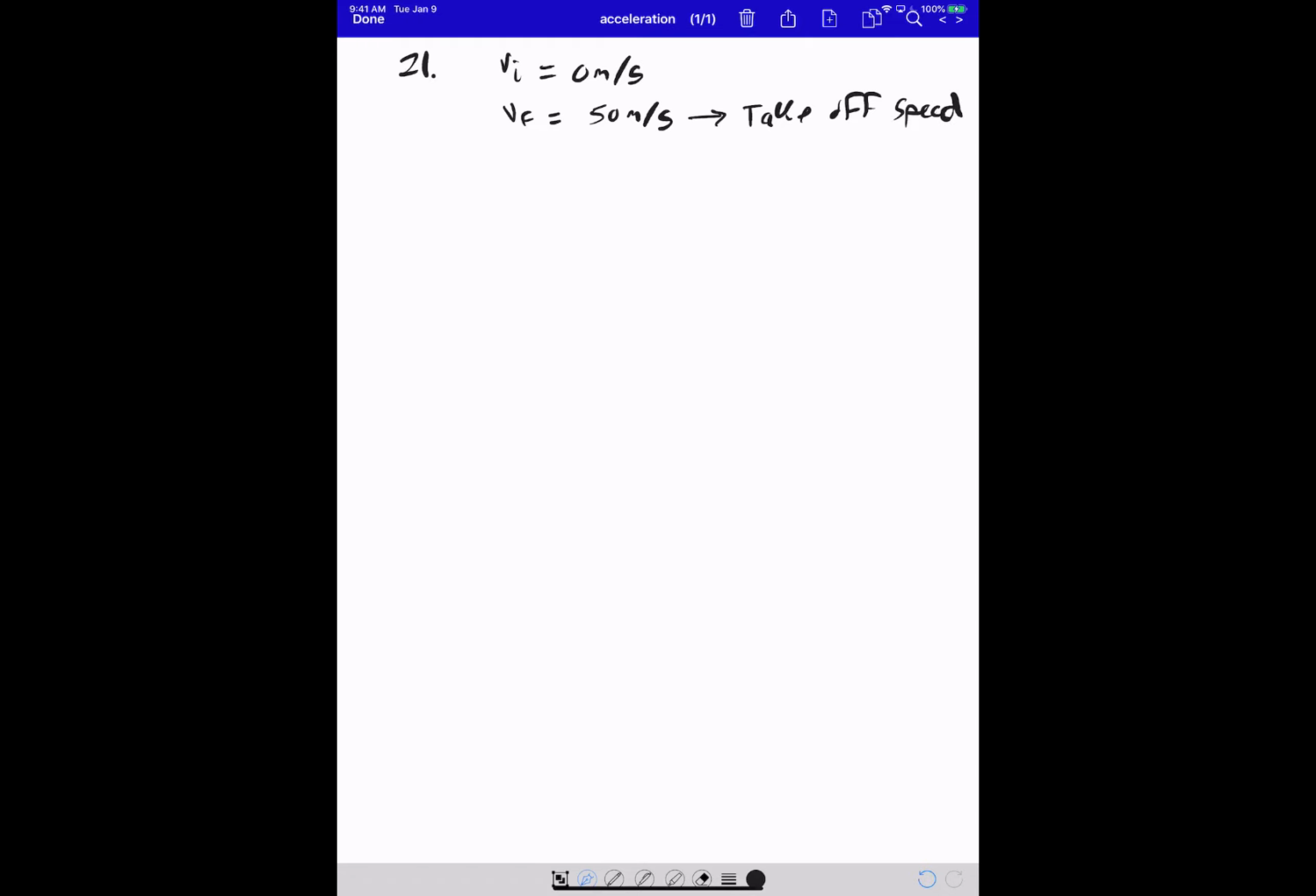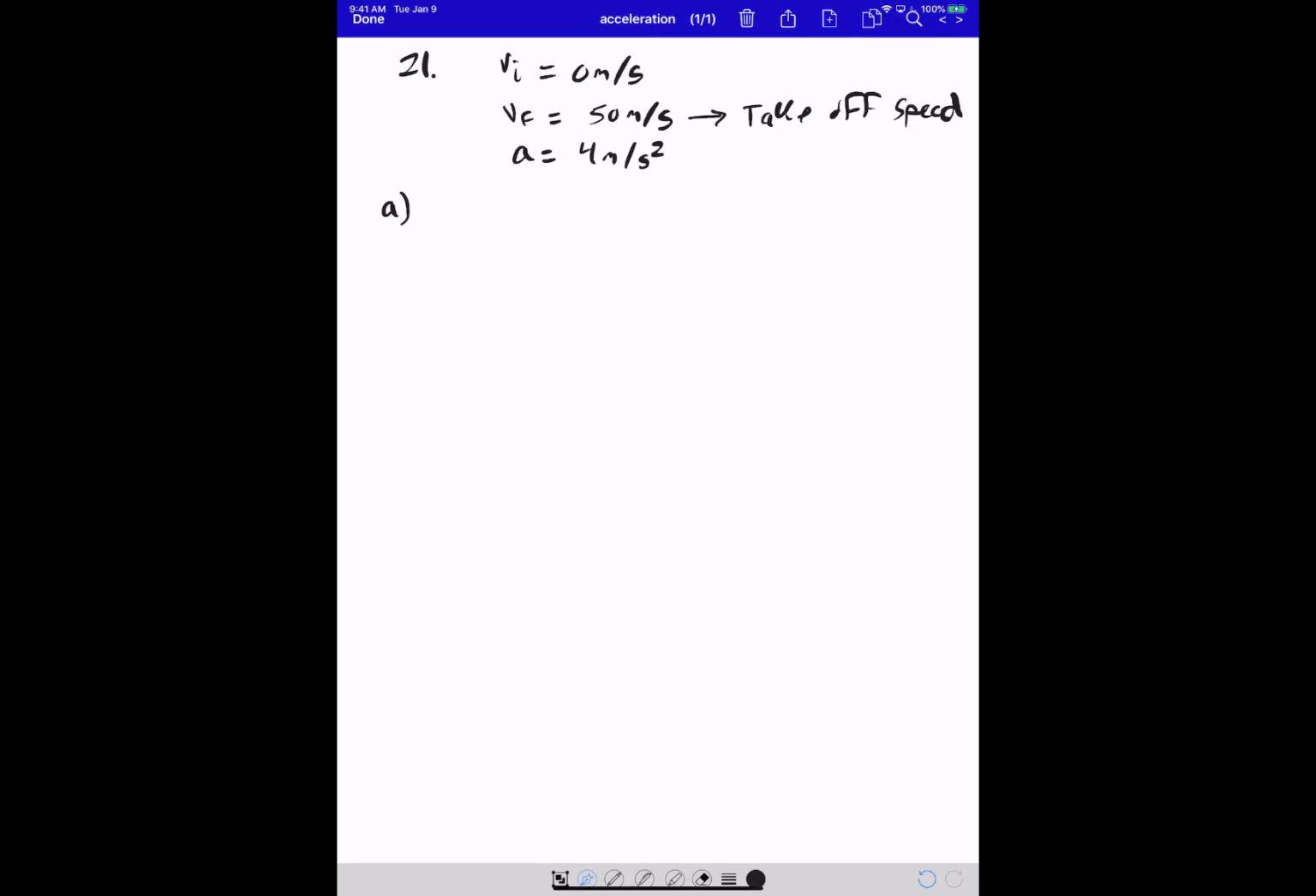Even if you think you know this in your head, which I know you do, it's just given information, so write it down. The technique to solving all these problems really is to write stuff down. We also know that the acceleration is 4 meters per second squared.